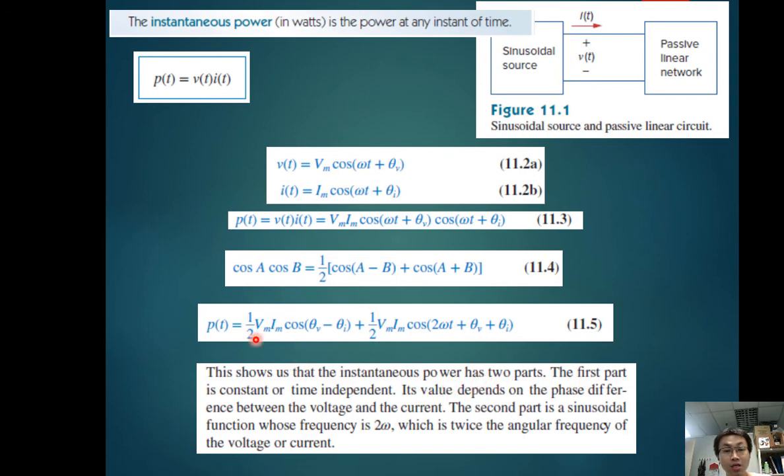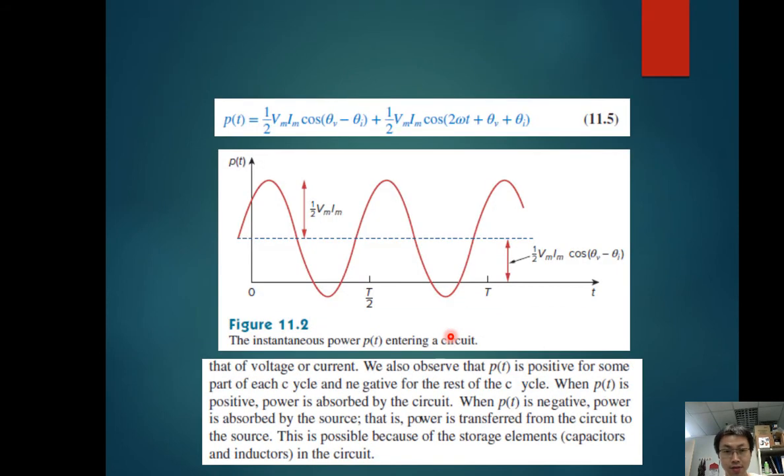The first part is a constant part, a time-independent part. It is a value that depends on the phase difference between the voltage and the current. This is the phase difference theta_v minus theta_i. And then the second part is a sinusoidal function whose frequency is 2 omega, which is twice the angular frequency of the voltage and the current.